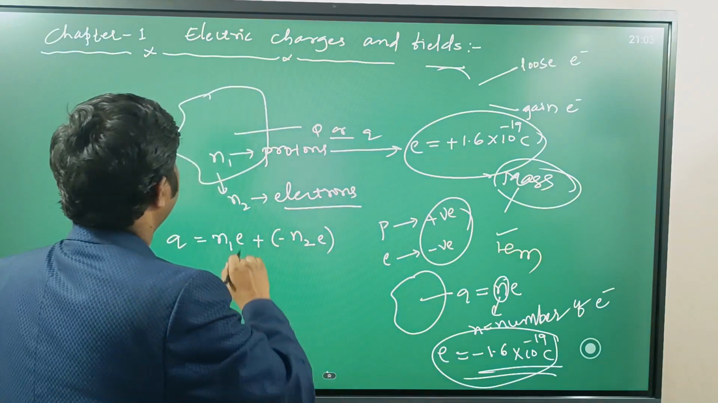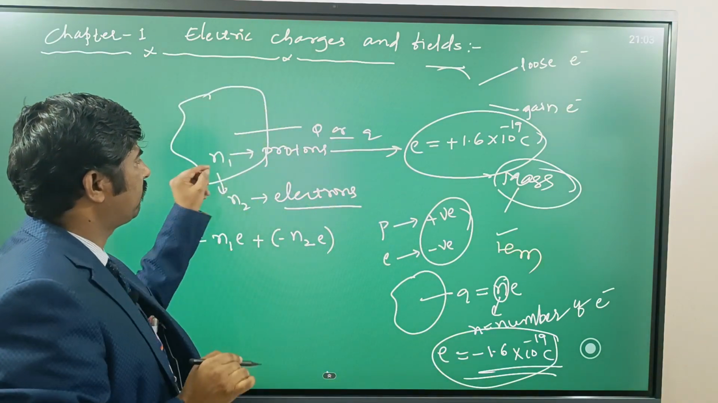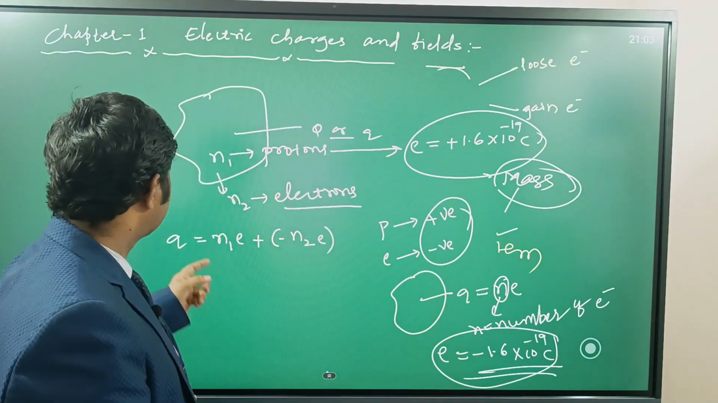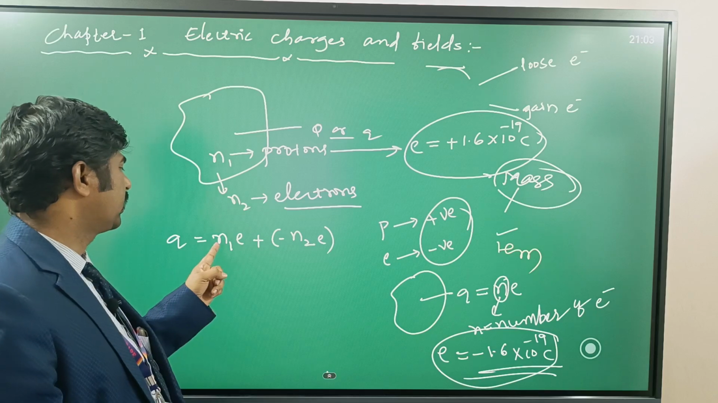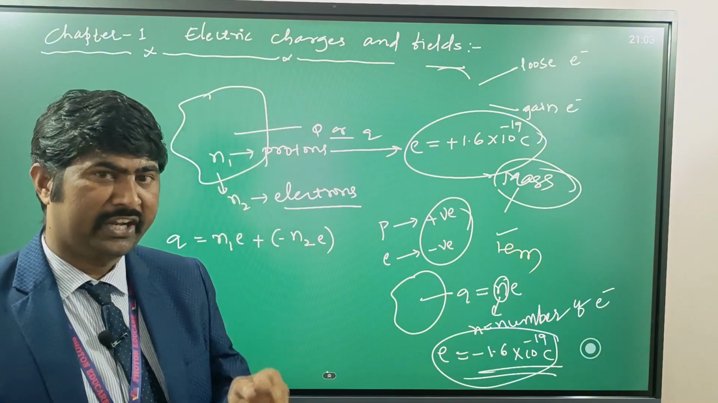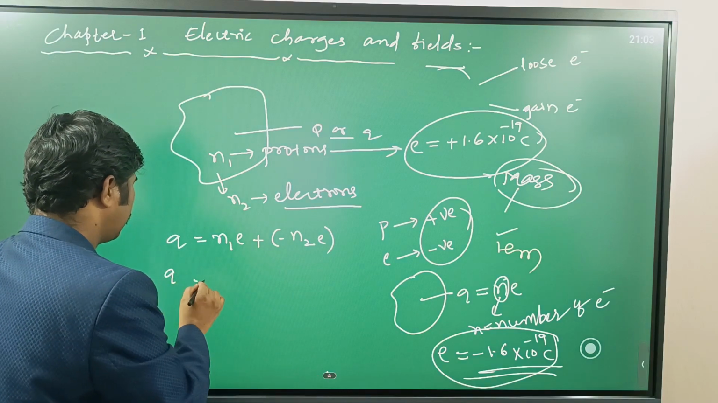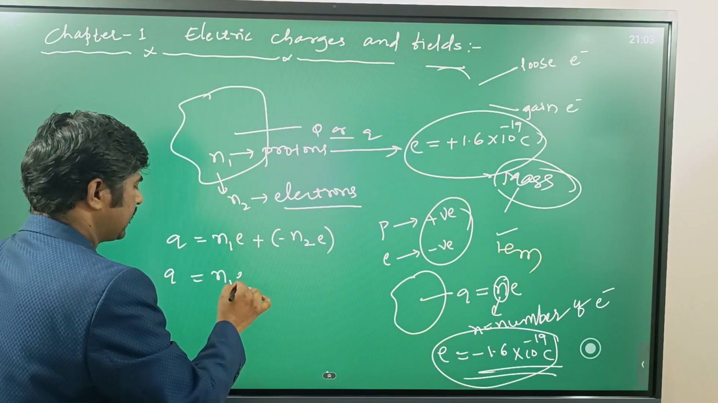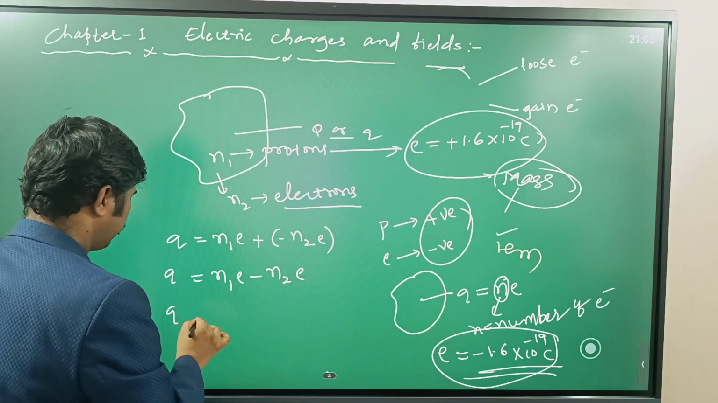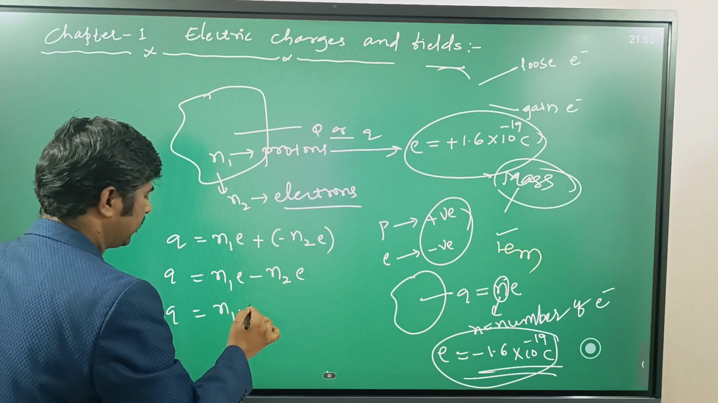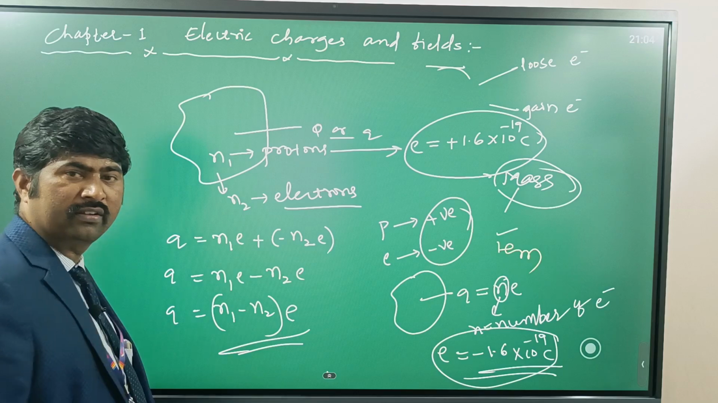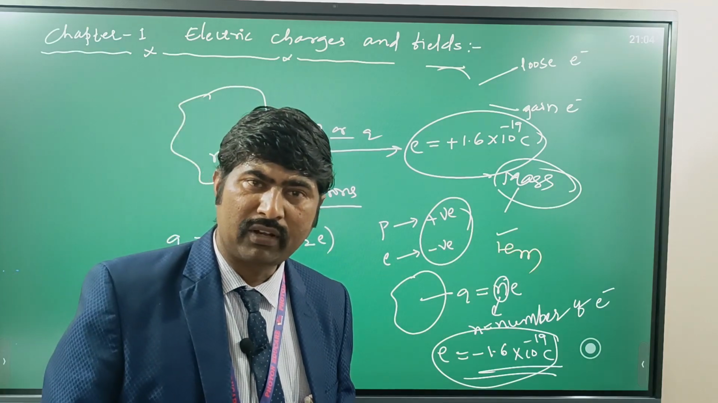Now I am considering a body. This body is having N1 protons and N2 electrons. Then what is the total charge of the body? The total charge can be written as Q is equal to N1E plus or minus, this minus sign indicating the charge on the electron is negative. So Q is equal to N1E minus N2E. Then what is common here? Q is equal to (N1 minus N2) into E. So this is the total charge of the body. Are you clear?